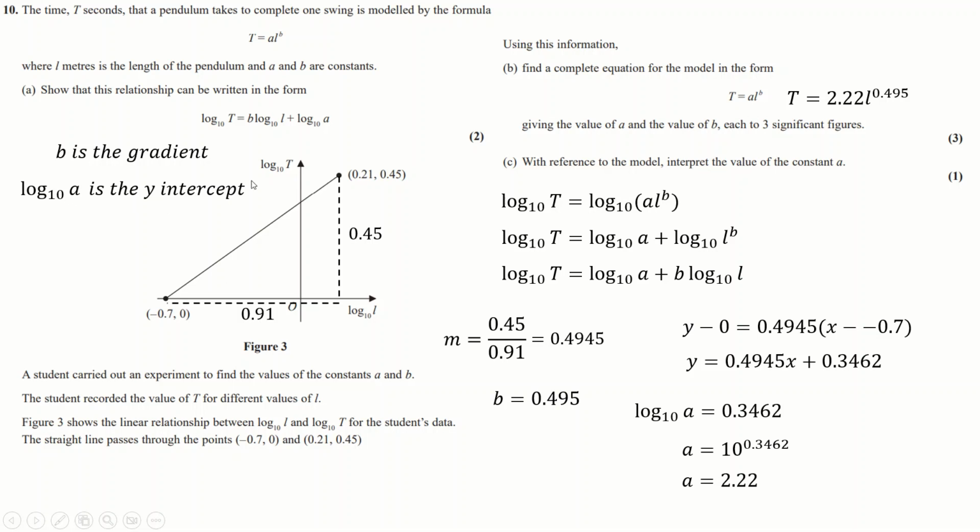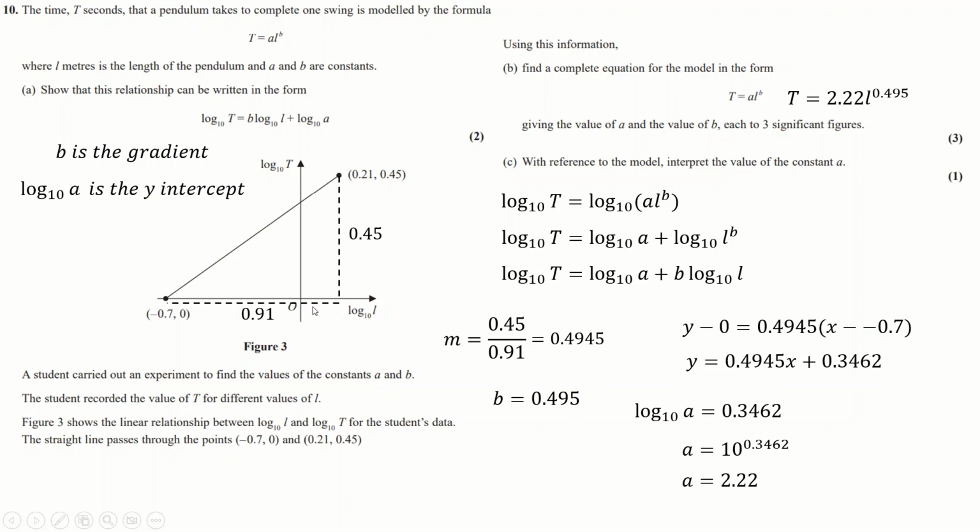Well, log to base 10 of a is the y-intercept. And I'm stalling for time because I can't actually remember how I thought this through. So you might want to give me just a couple of seconds. I think what I eventually realized was, okay, a is to do with the y-intercept, right? And when does the y-intercept happen? Well, it happens when log 10 of L is 0, which means L is 1, right?